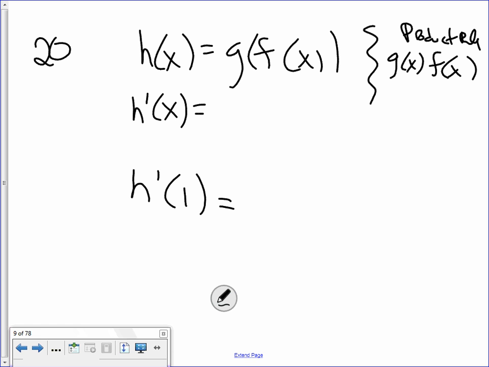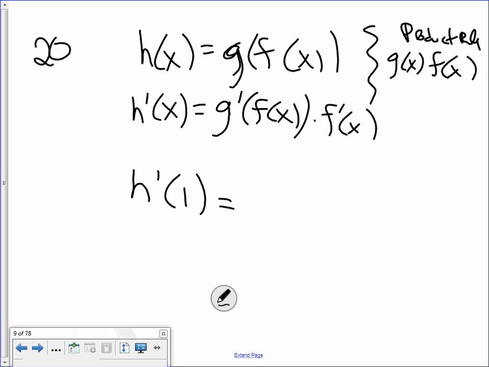So chain rule says you take the derivative of the outer function, leave the inside alone, times the derivative of the inside function. So the derivative of the outer function would be g prime, right? But you don't take g prime of the derivative of the inside, no. You just take it of the original inside, right? So you leave that inside alone. So g prime of f of x times the derivative of the inside, times f prime of x.